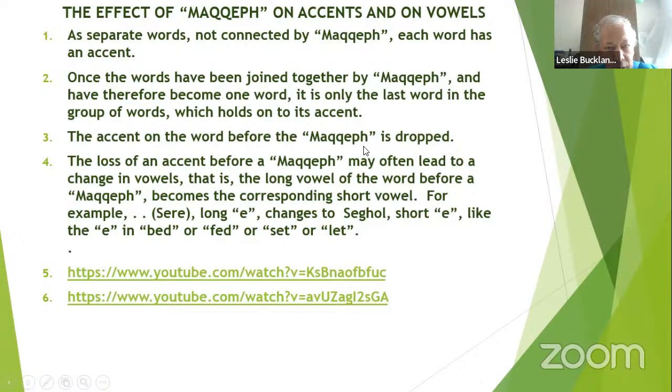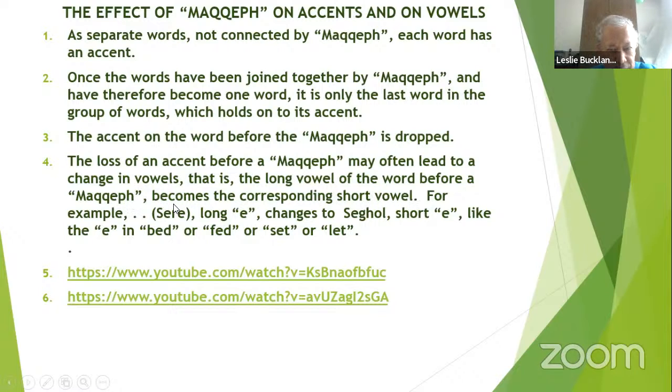The accent on the word before the Maketh is dropped. Okay, so the Maketh causes the word before it to lose its accent. The loss of an accent before a Maketh may often lead to a change in vowels. That is, the long vowel of the word before a Maketh becomes the corresponding short vowel.